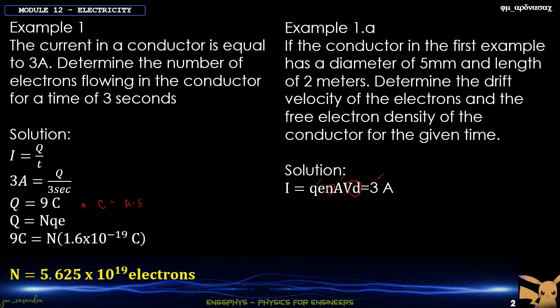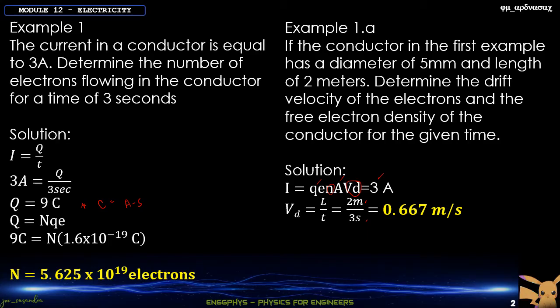So in this case, we could solve first for our drift velocity using our motion equation, which is equal to length divided by time. So we're given the length, we're also given the time, so we could simply solve for the drift velocity as the length traveled divided by the time traveled by the electrons. So in this case, 2 divided by 3 is equal to 0.667 meters per second. So that is the drift velocity of your electrons for the given conductor.